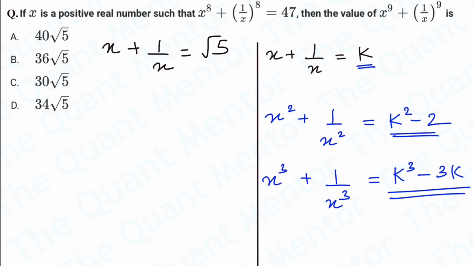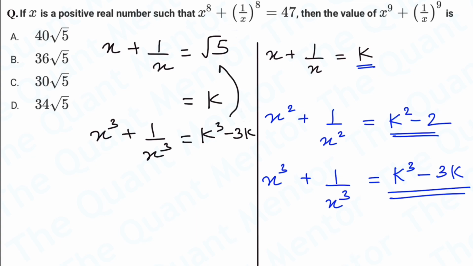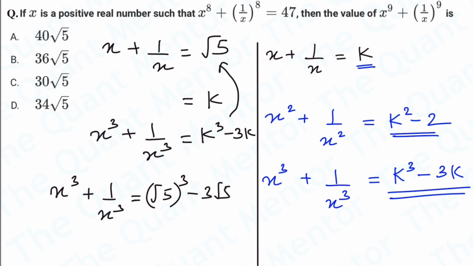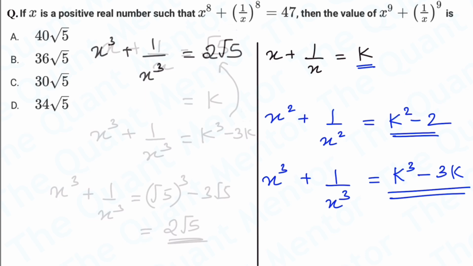Now last two steps to get our answer, guys. X plus 1 upon x is root 5. Let's call that as k. If I cube both sides, then I know that x cube plus 1 upon x cube will be equal to k cube minus 3k. So putting k as root 5, I straight away get the answer for x cube plus 1 upon x cube as root 5 cube minus 3 into root 5. Root 5 cube is 5 root 5, minus 3 root 5 will be 2 root 5. Okay, so x cube plus 1 upon x cube is 2 root 5.